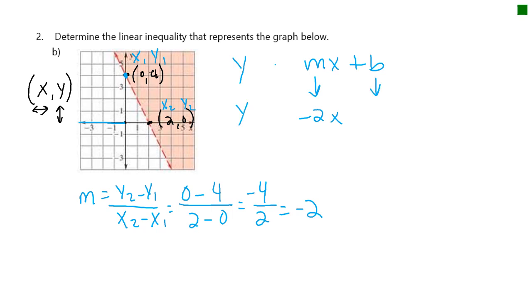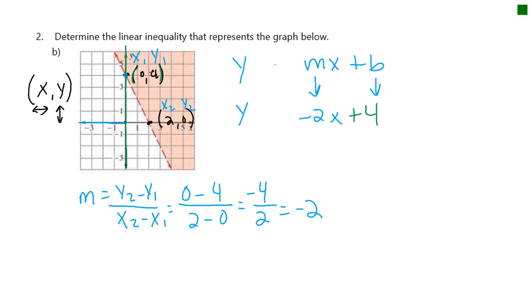And again, how do I figure out b? Where my y crosses through my line. So my line is the red line, okay? Where's it crossing? You can see this right here. So my y is going to be positive 4.